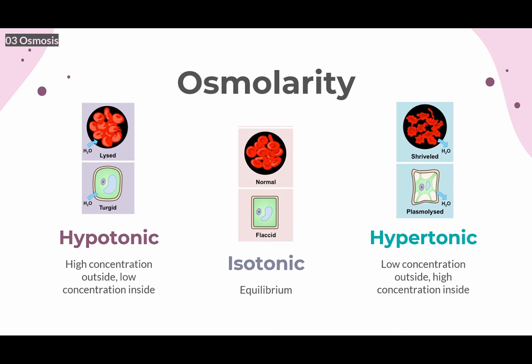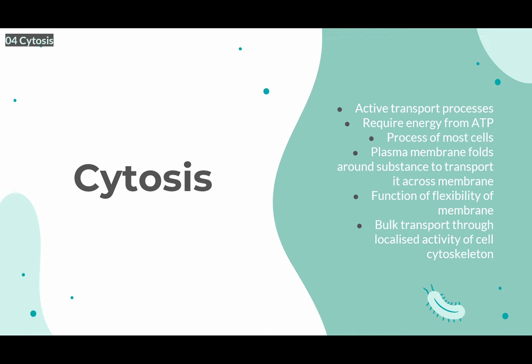And in the case of the plant cell, it becomes plasmolysed. As you can see here, the cytoplasm breaks down to some extent, or undergoes the same as an animal cell would in hypotonic conditions. And yes, those are the three different kinds of osmolarity, or the three different states of osmolarity.